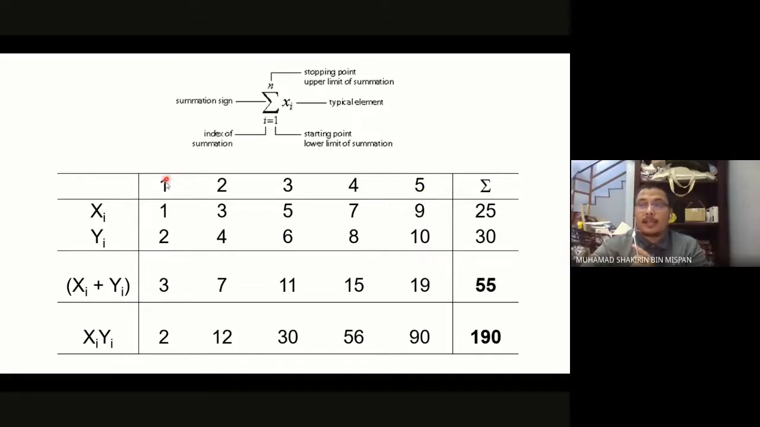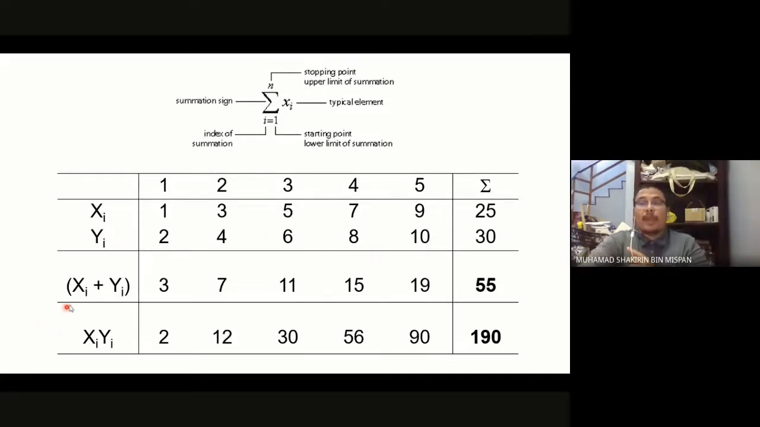So which means that x number 1 plus x number 2 plus x number 3 plus x number 4 plus x number 5, this will become the summation of this xi. So similar to yi. So this is the summation of the two.